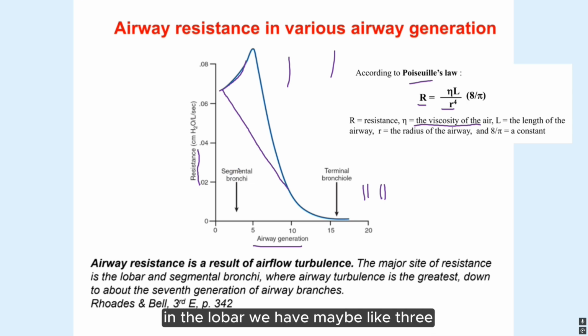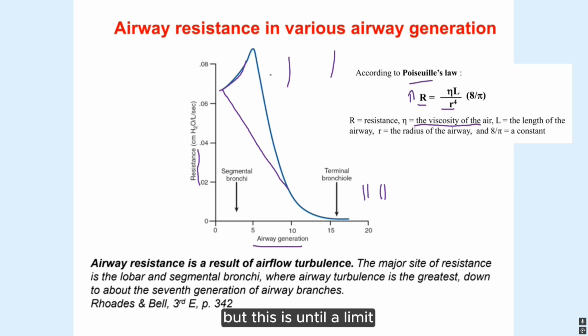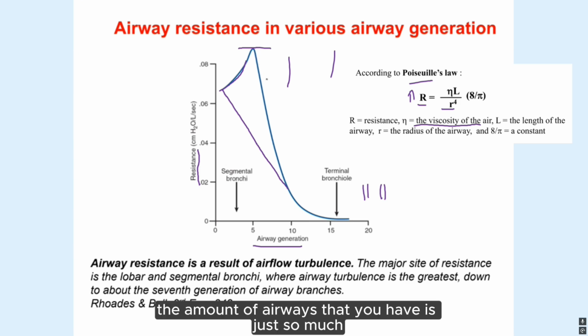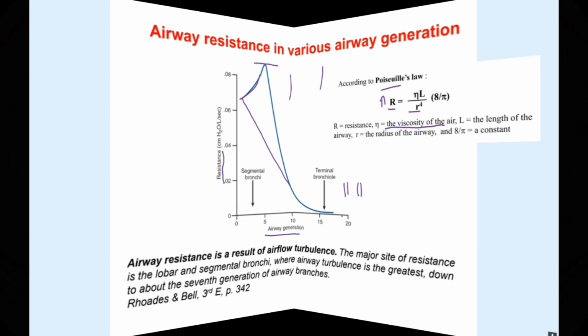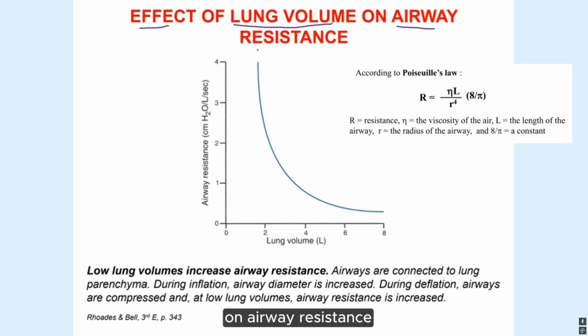In the lobar, we have maybe like 3. But compare this to the terminal where we have like 30,000. So yes, you're decreasing the radius and you're increasing the amount, but the total cross-sectional area is still not higher than the main bronchi. And so in the end, you have a lower radius, which means you have a higher resistance. But this is until a limit. Once you reach this point, the amount of airways that you have is just so much that it ends up decreasing the resistance overall.